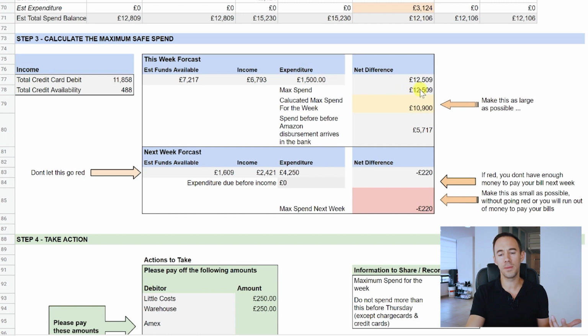So it says this week you could spend a maximum of $12,509. That's the maximum amount of money I can spend this week. Fantastic. It's also going to ask me to do a manual entry. It's called calculated max safe spend. So this is the one number that I'm going to change, and I'll talk about that in a second. So we'll change that number in a minute.